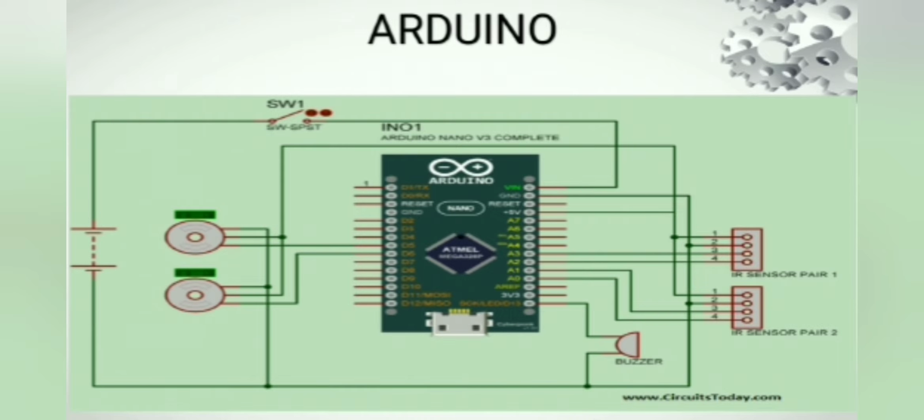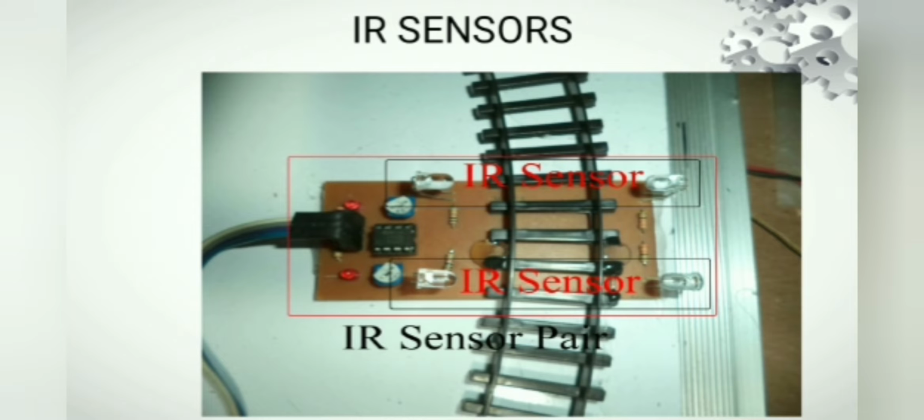Now we will see the use of Arduino in our project. The pins A0, A1, A2, A3 are connected to the output of the sensors. The pins D9 and D10 are connected to the servo motor. 2 pairs of IR sensors are used in the project. We could use PCB etching technique also, but we use IR sensors, which are easily available in the market.